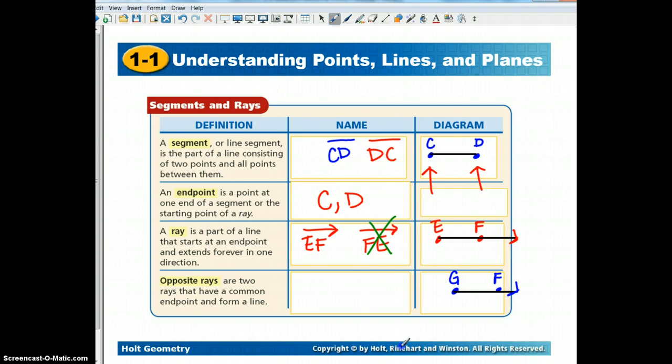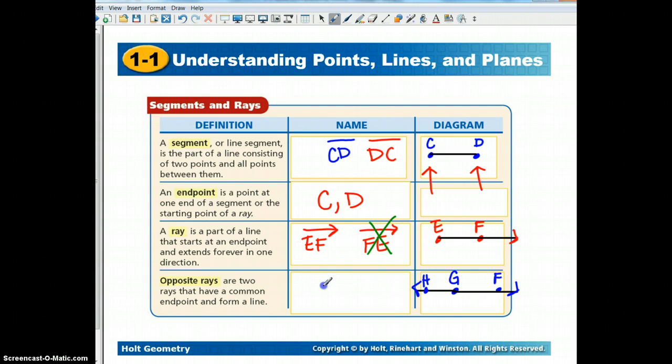However, opposite rays, that means I need to draw another ray with the same endpoint, so I need to start at G again, but I need to go in the exact opposite direction. So I'm going to start at G and go opposite, which in my case would be left. It goes on forever in that direction, and we'll put another point on here, H.